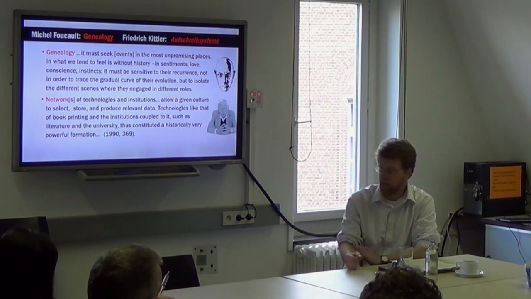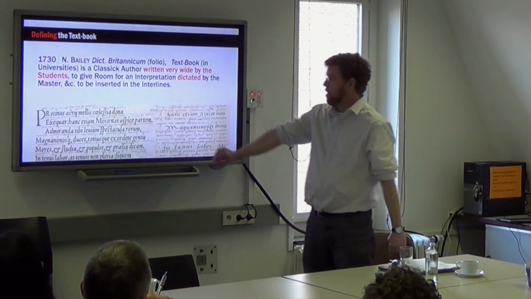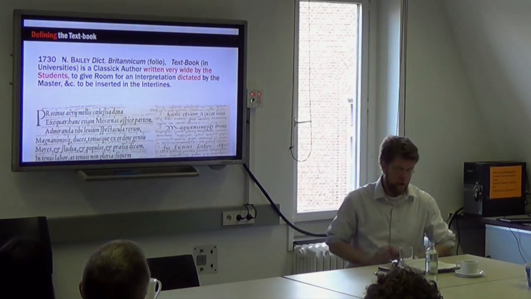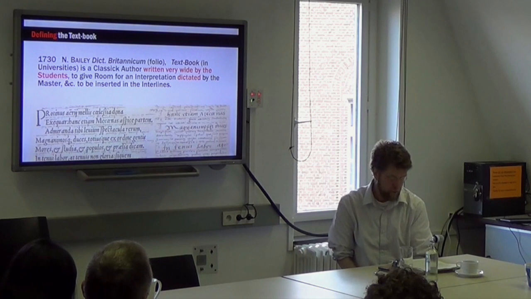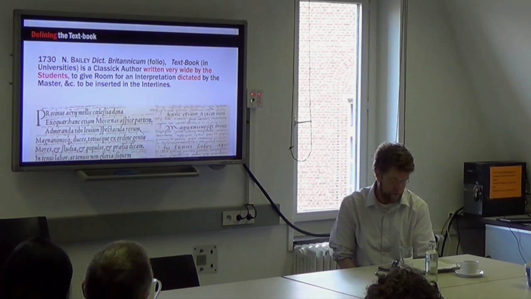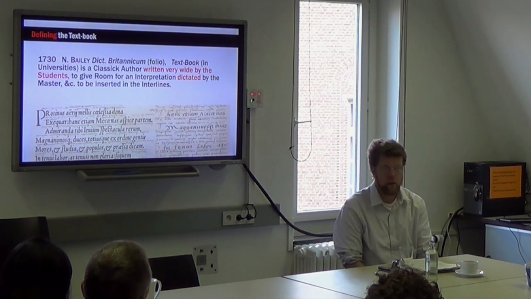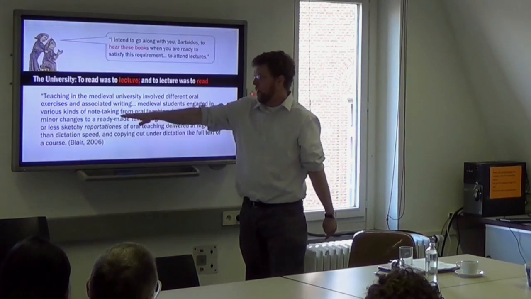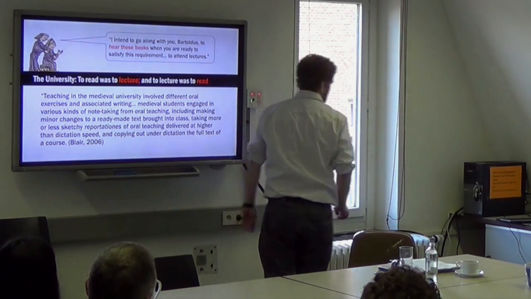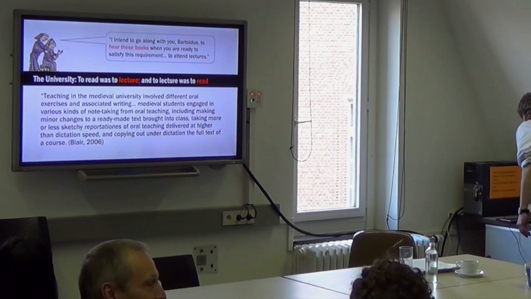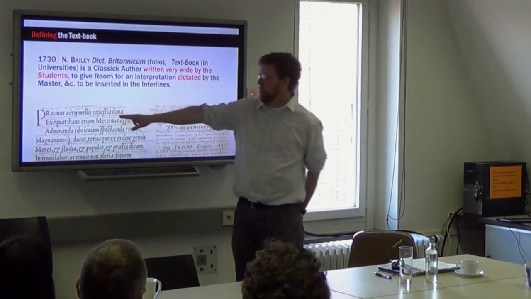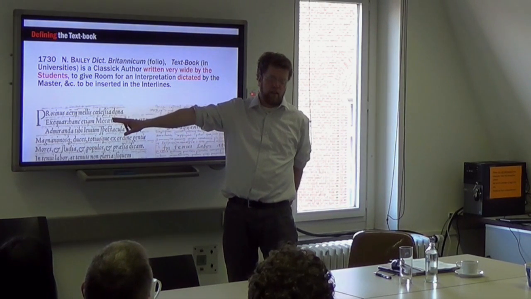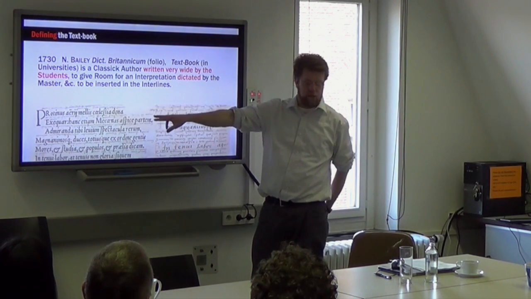So one of the first examples of the term textbook in the English language, from the Oxford English Dictionary, is this one, where a textbook in universities is described as a book by a classic author, written very wide by students, to give room for an interpretation dictated by the master, and to be inserted into the interlines. So this type of writing, the type of writing that you see there, is in between the lines of the text. I think this is actually a printed text rather than one that's been written by the student, as the description says.